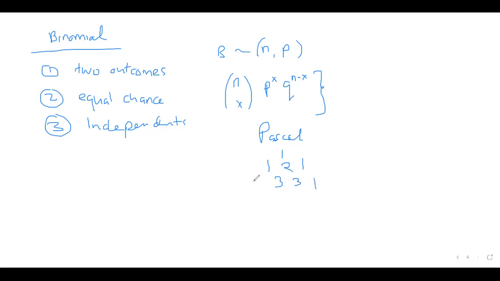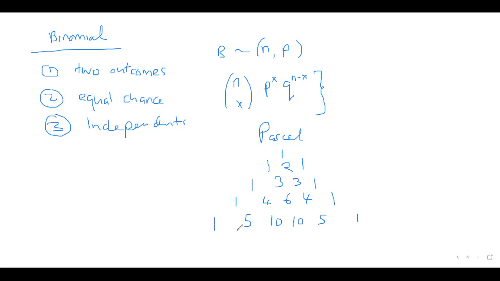Then you close here. Then here we're going to have what? 1 plus 3, we have a 4. Here, 3 plus 3, we have a 6. 3 plus 1, we have a 4. Then you close. Then you're going to have what? 5. Then here we're going to have what? 10. 6 plus 4, another 10. 4 plus 1, we have 5. Then you close with 1s.